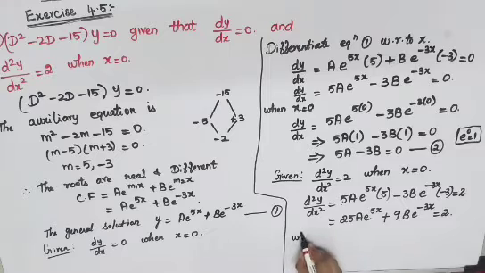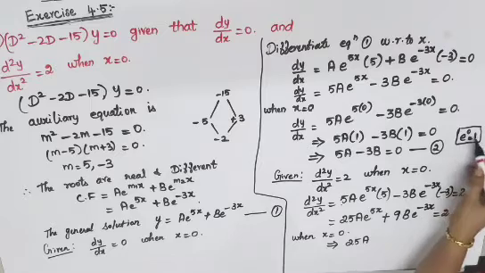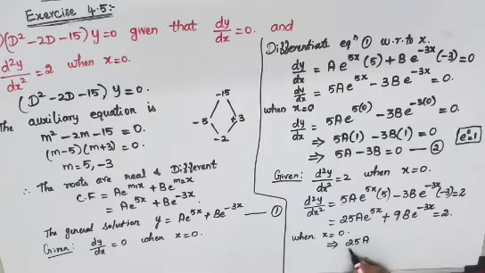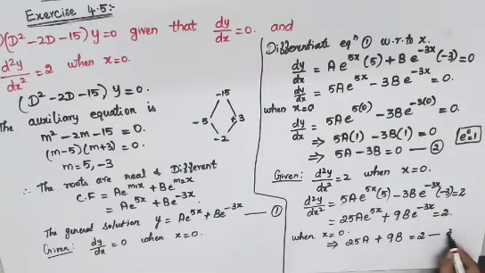When x is equal to 0, this d square y by dx square will become 25a. This will become e power 5 into 0. So 5 into 0 it will become 0. Again e power 0, the value will become 1. So I'll just leave it as 25a plus 9b. Again e power minus 3 into 0, that will become 0. So e power 0 will become 1. So I'll just leave it as 9b, that is equal to 2. Now this is your equation 3.